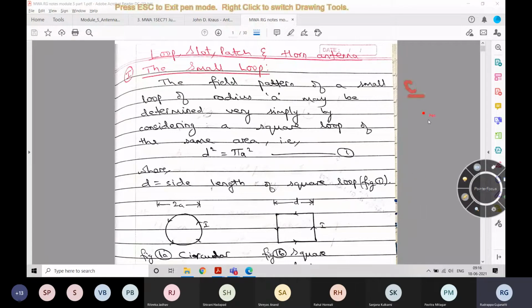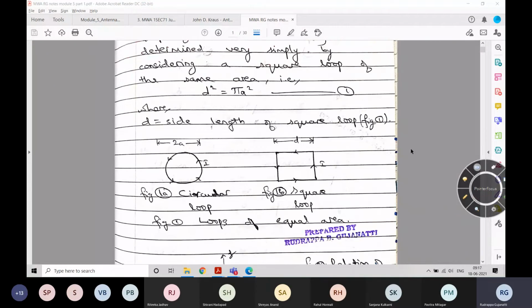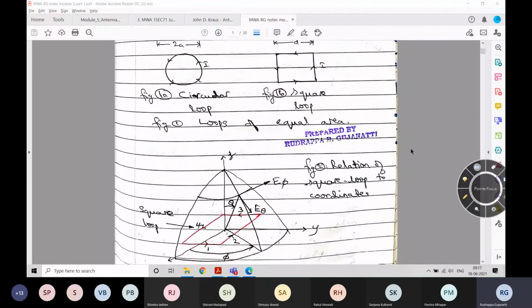One was the ratio C divided by lambda. If it is very much less than 5, it will be classified as a small loop. If this condition is not satisfied and C by lambda turns out to be greater than 5, then we classify it as a large loop. So this is one condition we came across regarding the loops.